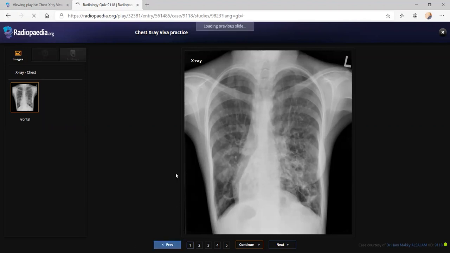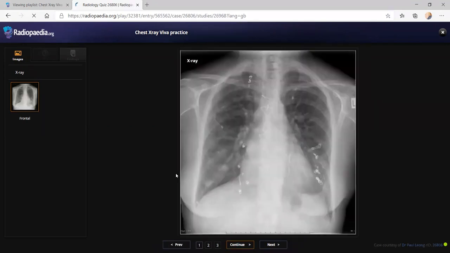Thank you. But you took a bit more time for this. Don't take much time for such X-rays because they are normals. So on normals, just finish fast. Don't tell unnecessary negative findings.